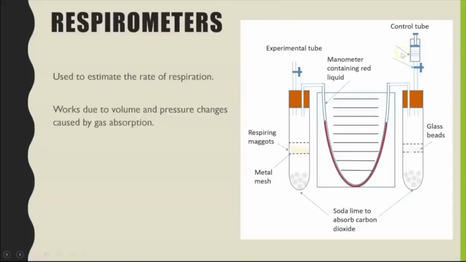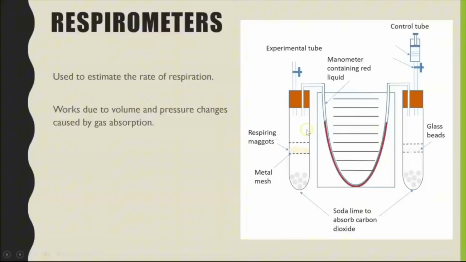And on the control tube, we also have a syringe. Now, the point of this is, if you want to do repeats, you will need to reset your equipment so you can move the coloured liquid back to the start point whereby both points are at exactly the same level. And you can do this by either pulling up or pushing down on the syringe to change the volume of gas inside and therefore move the liquid back to the start point.